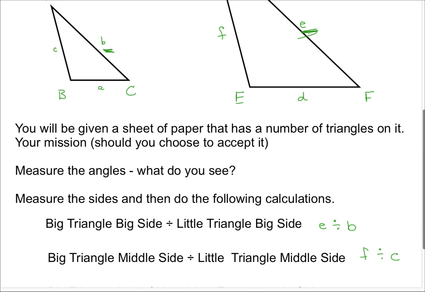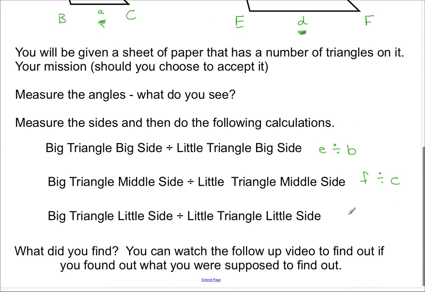And then lastly, you're going to take the small sides of the two triangles, and you're going to take the small side on the big triangle and divide it by the small side on the little triangle. So we're going to do d divided by a. After you've made all those divisions, you're going to have three pairs of similar triangles. You're going to do it 3 times, make these divisions, measure the angles, and you're going to see what you can find out. And then there's going to be a follow-up video to see if you saw what you were supposed to see. Did you get that? All right, we're going to leave it at that.